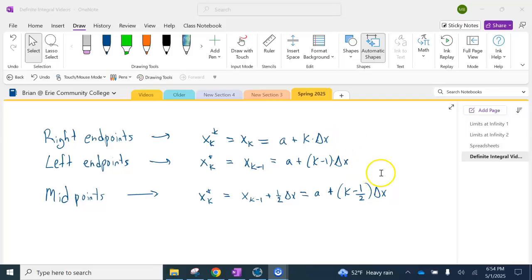All right, so that's going to be very useful for us. We just want to keep those in mind when we do the next couple of recordings, in which we're going to look at some examples implementing the limit definition of the definite integral.